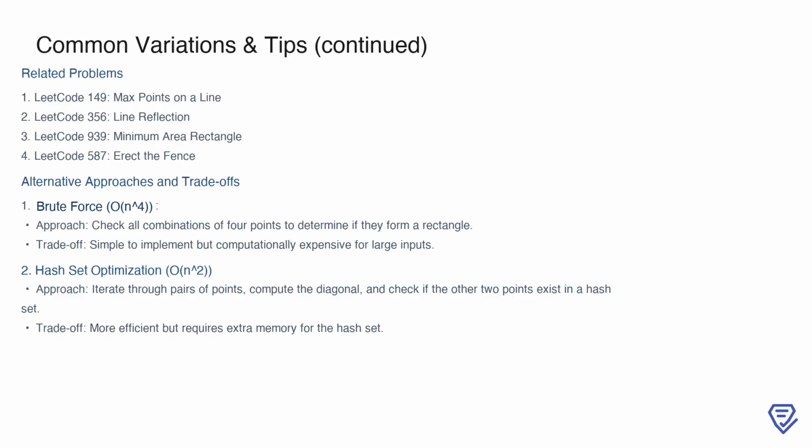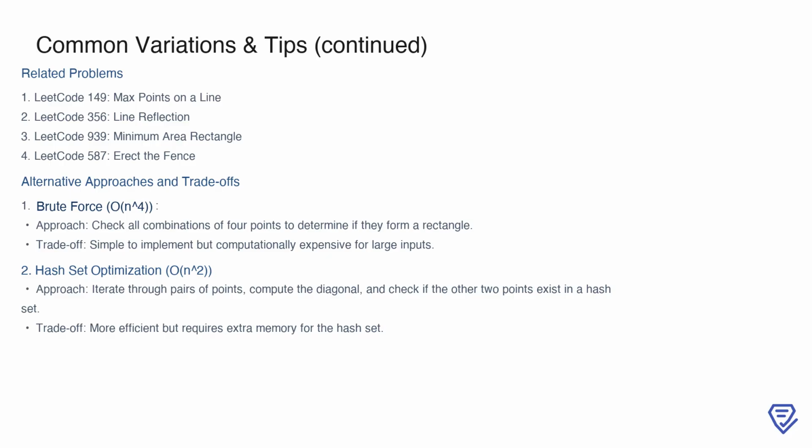This problem also relates to other common geometry problems you might encounter, such as LeetCode 149, which involves finding the maximum number of points on a line, or LeetCode 356, which deals with line reflection. Of course, we're currently focused on LeetCode 939, but another interesting problem is LeetCode 587, which involves constructing the convex hull for a set of points.